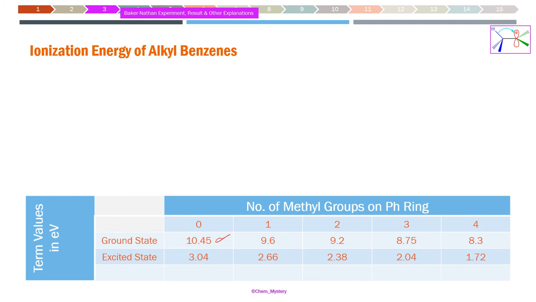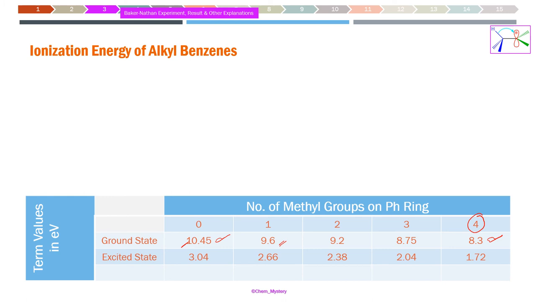This is the molecule when it was in the ground state, and now when you have one methyl group present, that's toluene, 9.6 electron volt energy is required. You put four such groups onto any of the alkyl benzenes, the value of the ionization energy is going to decrease much, much further. And if you have your molecules present in the excited state, then the energy can again be related in a similar fashion.